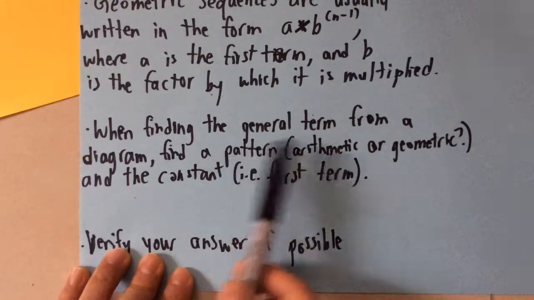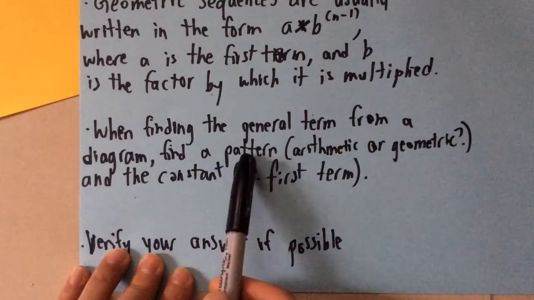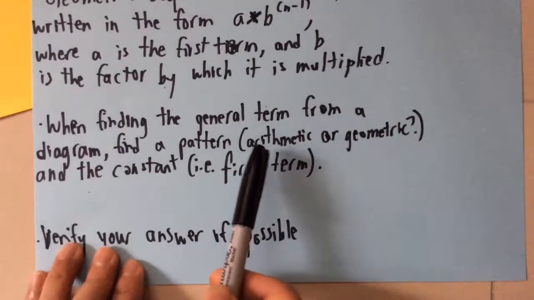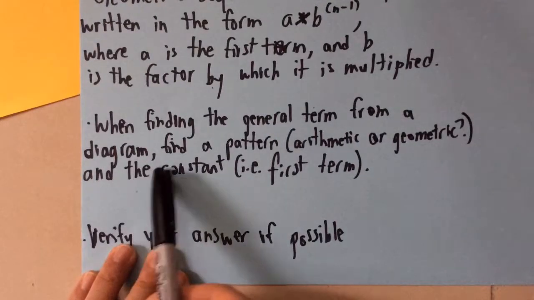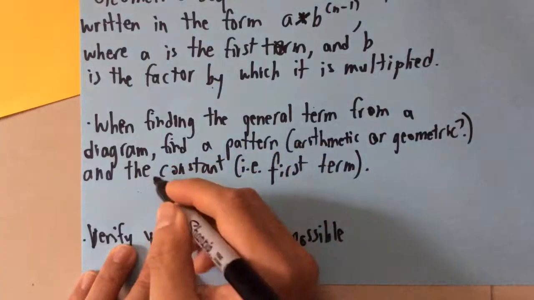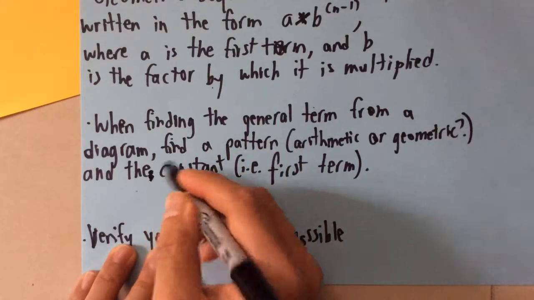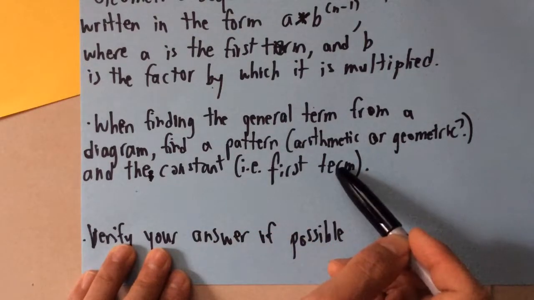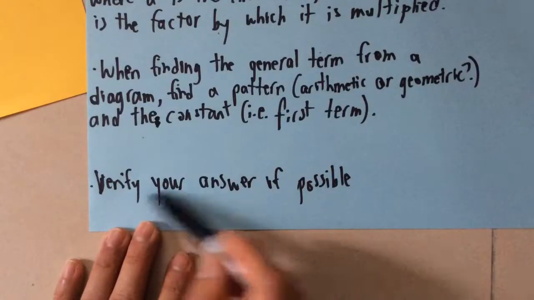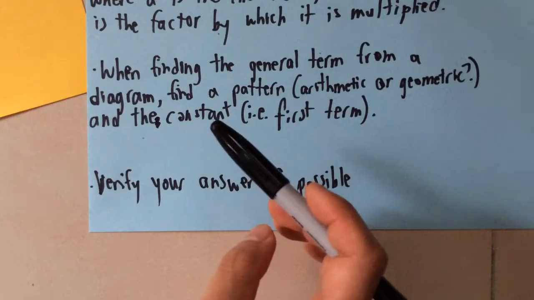When finding the general term from a diagram, find a pattern. Check and see if it's arithmetic or geometric or something else, and then construct the general term using the pattern and the constant, in other words, the first term. It always helps to verify your answer if possible.